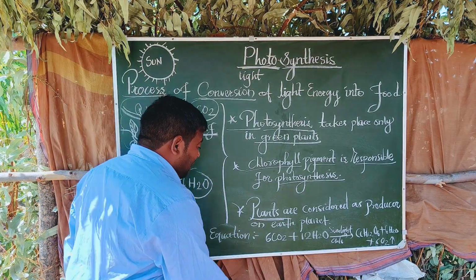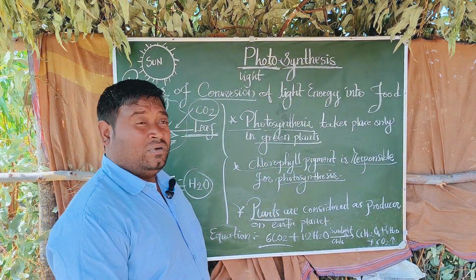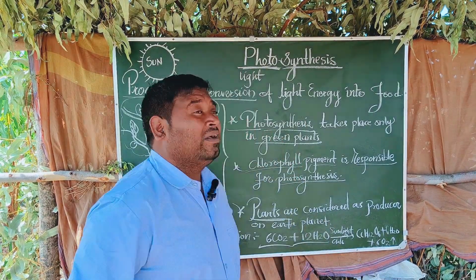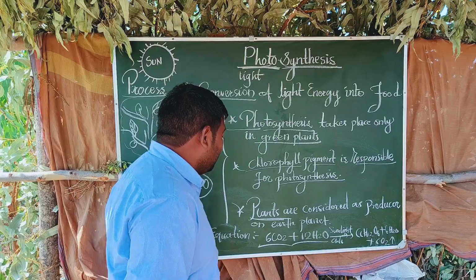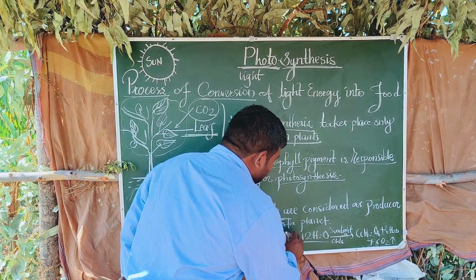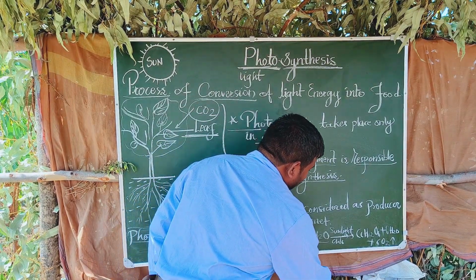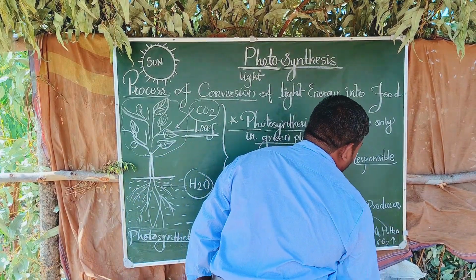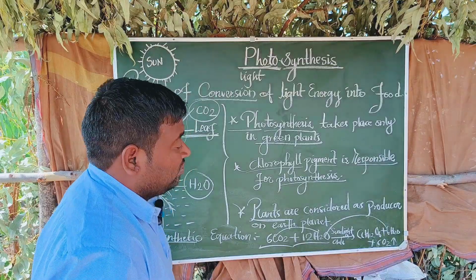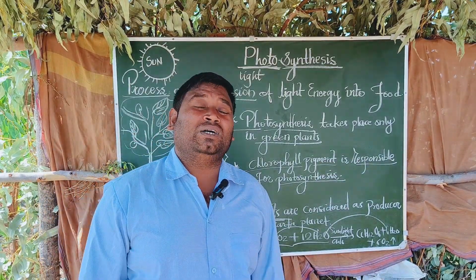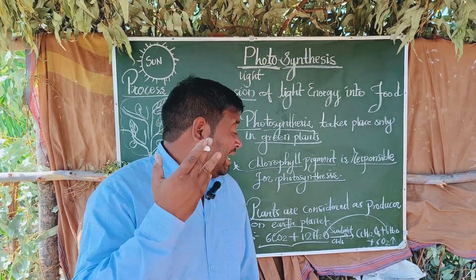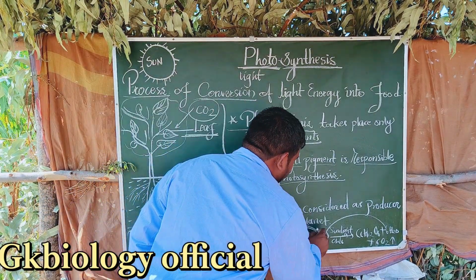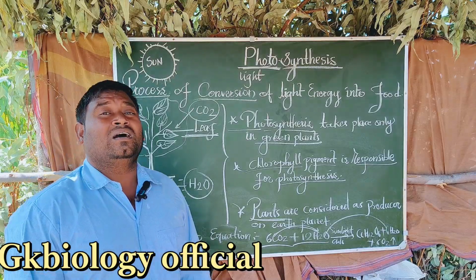There are six carbon dioxide molecules and twelve water molecules reacting together. As a result, the carbon dioxide combines with the hydrogens, and the oxygen is evolved and released into the atmosphere as a waste product from the plant body, but it is most important for us. The carbon dioxide combined with the hydrogen becomes carbohydrate.